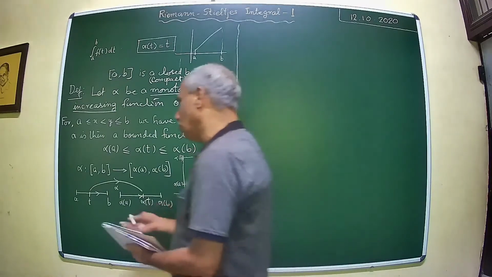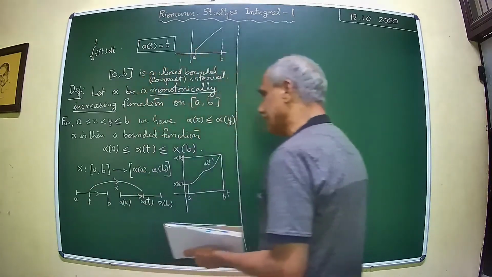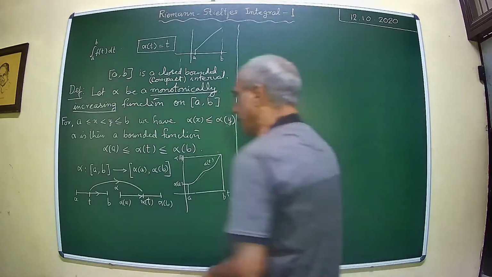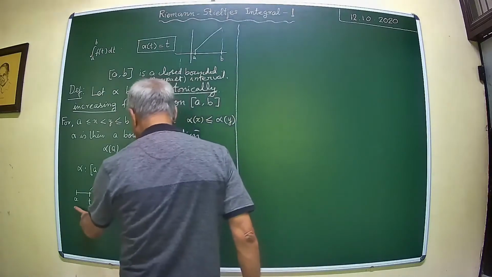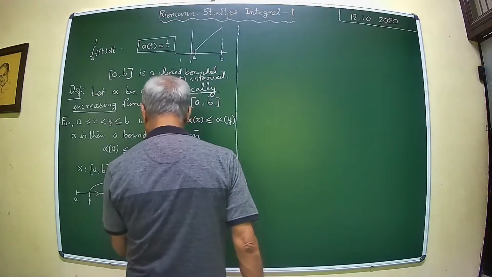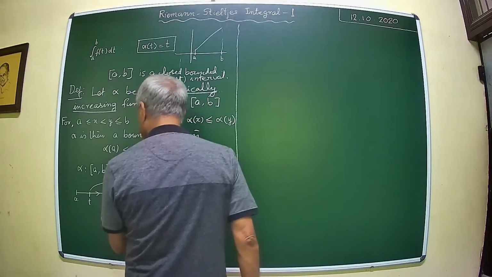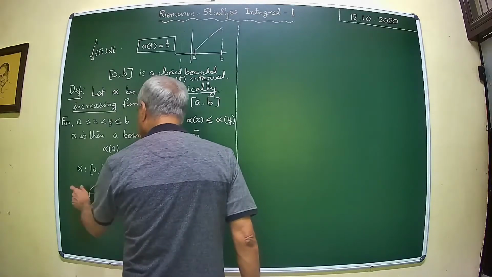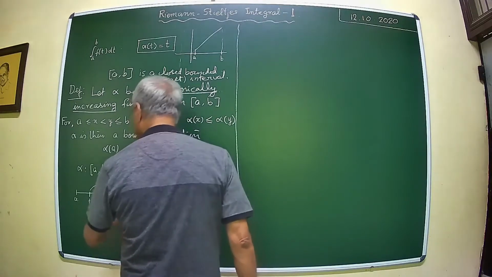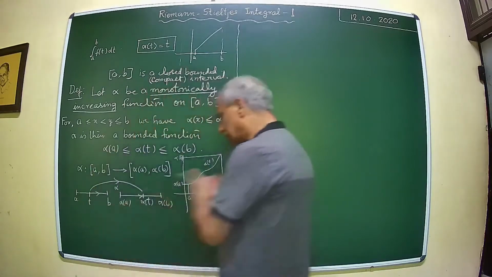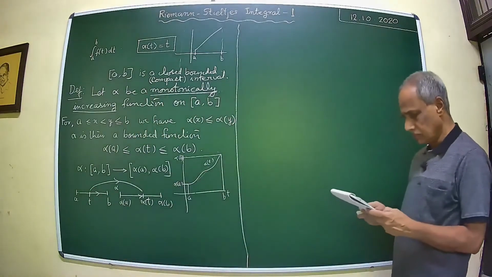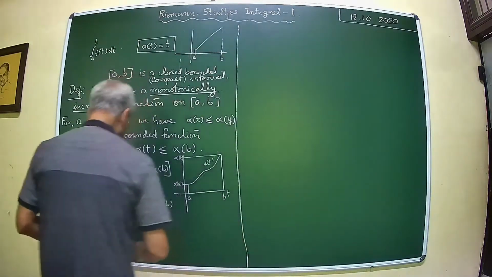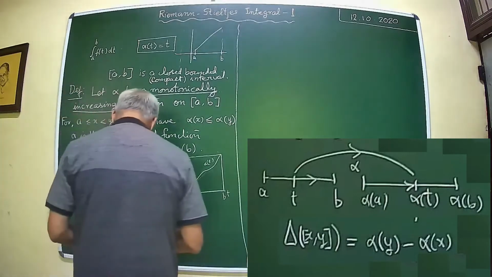And also, this alpha may be increasing at different rates at different times. So essentially, you are mapping the time interval AB to the space interval alpha A to alpha B, with the distance completely redefined here. So it's giving a new notion of distance on the interval AB. Now what you do is, you take a new distance notion.